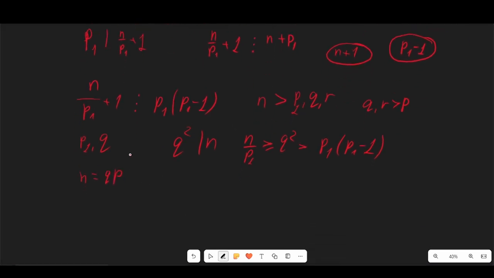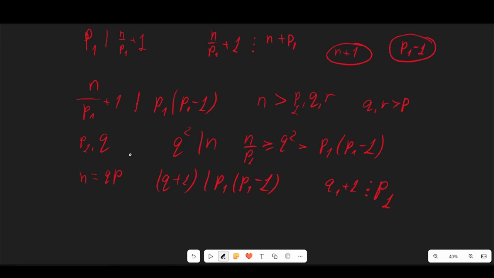What do we know about q? q plus 1 divides p1 times p1 minus 1. Now let's look at the case. If q plus 1 is not a multiple of p1, this means that q plus 1 divides p minus 1. But this is a contradiction, because q plus 1 is greater than p1 minus 1. So q plus 1 is divisible by p1.